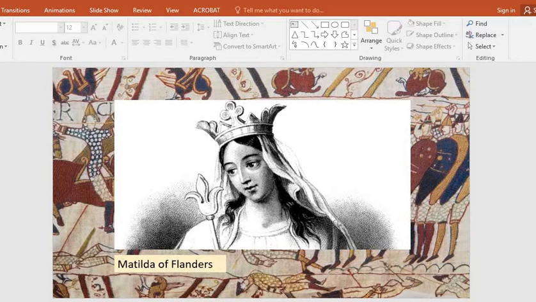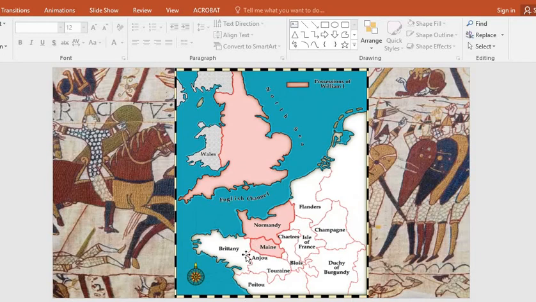William's first objective as Duke was to make Normandy more secure. He was especially concerned about the threat of the Count of Anjou, whose lands lay to the south of Normandy. So if I put the map back on, you can see where I'm talking about. Anjou is here.